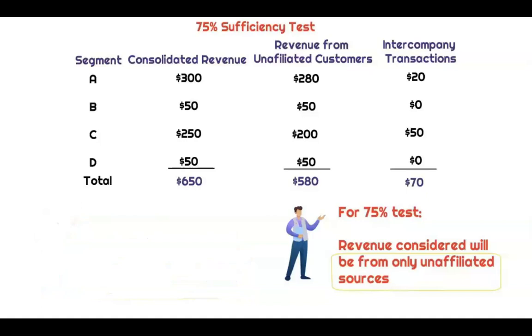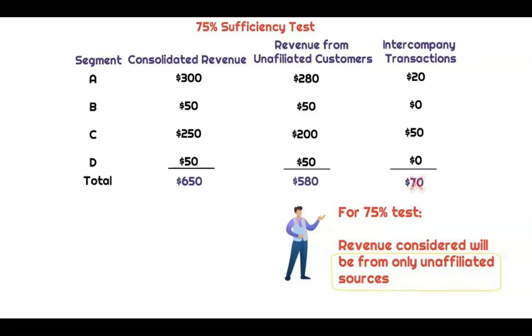So we know that the total consolidated revenue for all 4 segments is $650. We now know that the total revenue from unaffiliated customers was $580. So what does that tell us about intercompany transactions? That's going to be the difference of $70. This is the amount that we can ignore when we are comparing our 75% threshold.